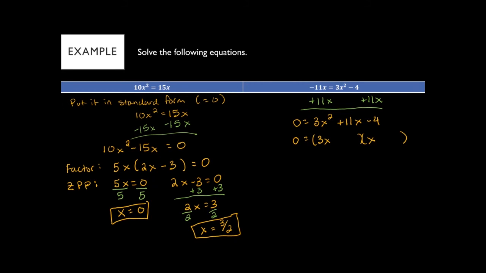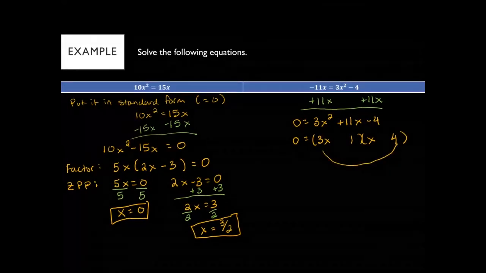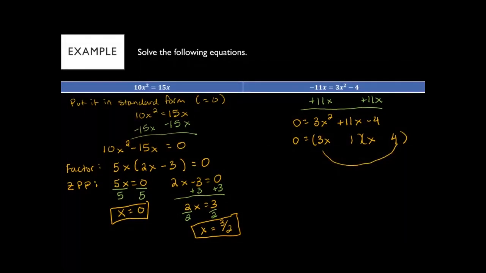So multiplying to 4, we've got 1 times 4, 2 times 2. And if I put a 4 in the last place and then a 1 in the other one, if I multiply here, 3x times 4, that's a positive 12. So I want a positive 11. 1 times x is 1. So if I have a positive 12 and I subtract 1, that will get me my plus 11. So this factors to 3x minus 1 times x plus 4.